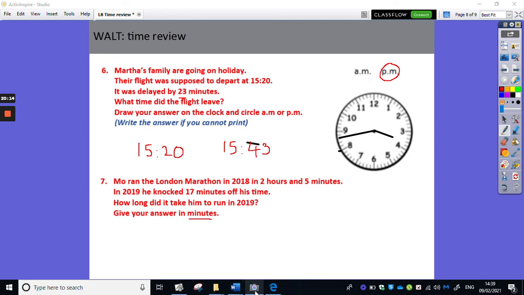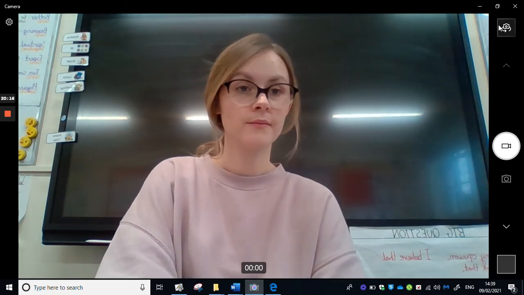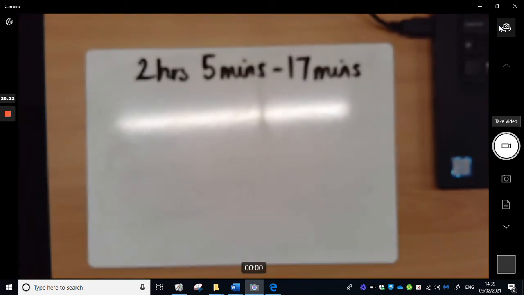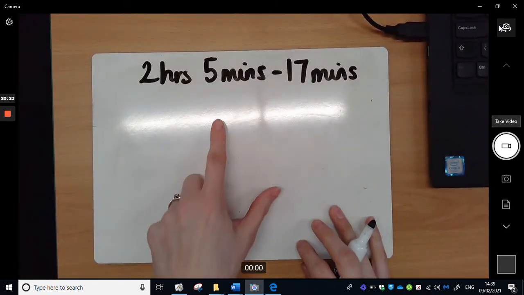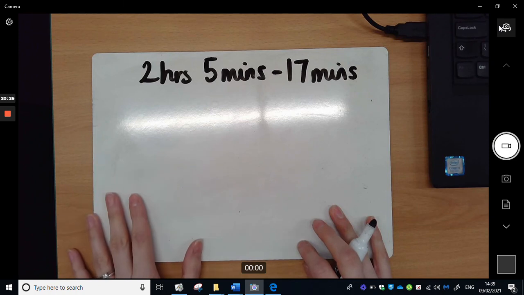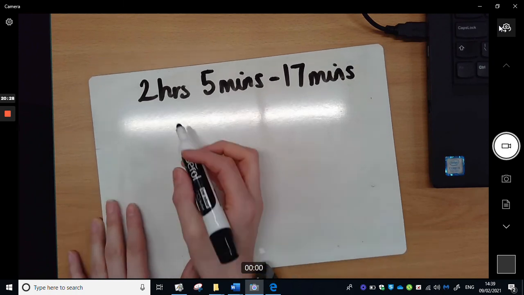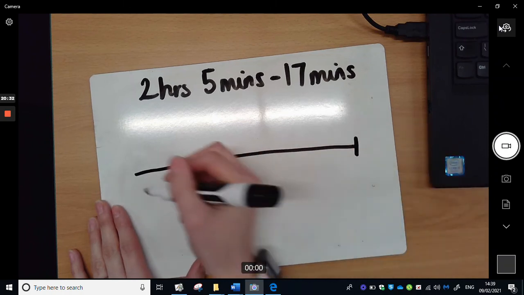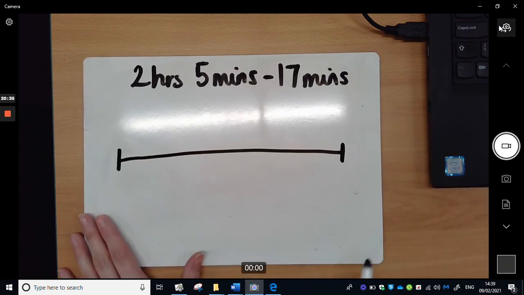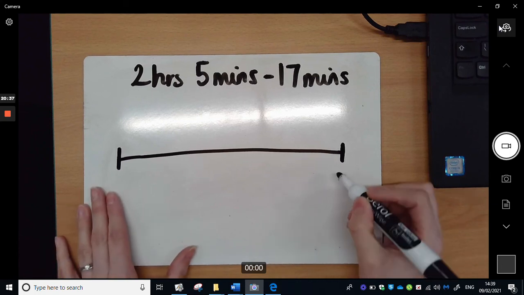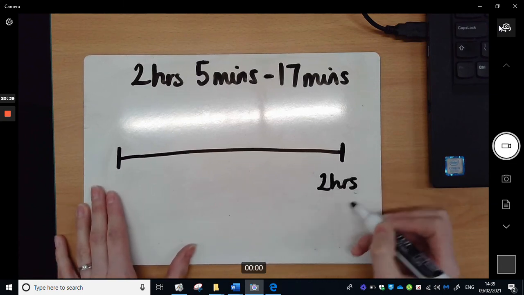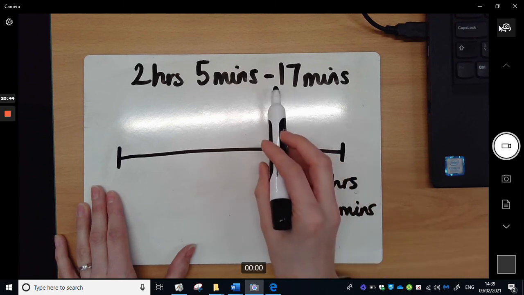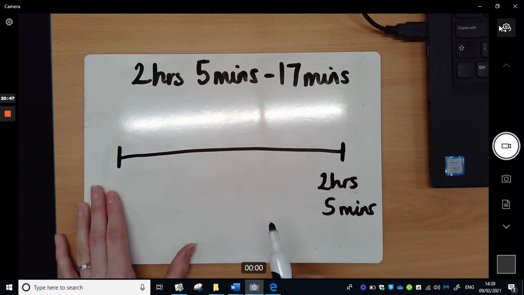So I'm just going to pop up the visualizer and show you how we could work this out like we did yesterday. So 2 hours and 5 minutes. It's a little bit tricky because I've not got my clock times, but we can use our number line like we did yesterday. So I've got 2 hours and 5 minutes. So I want to take away 17, so I'm going to be going backwards.